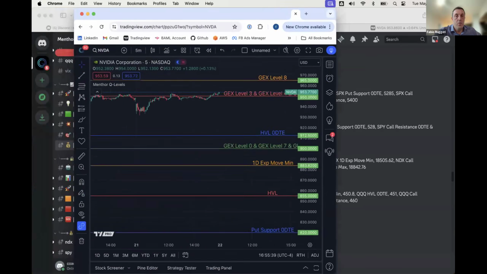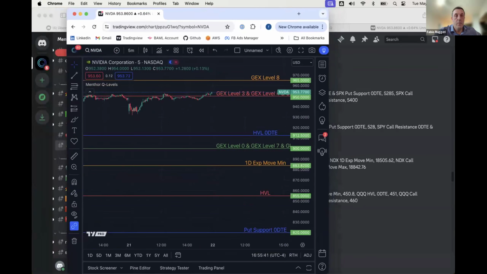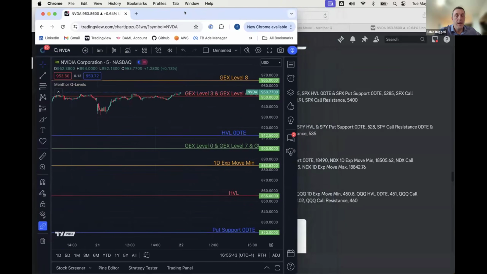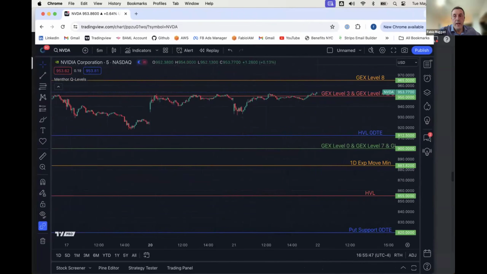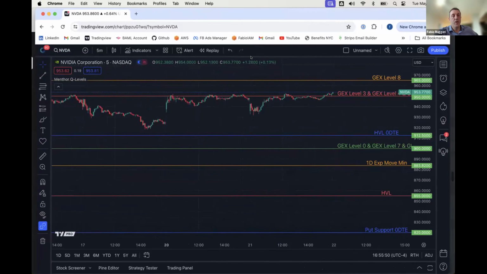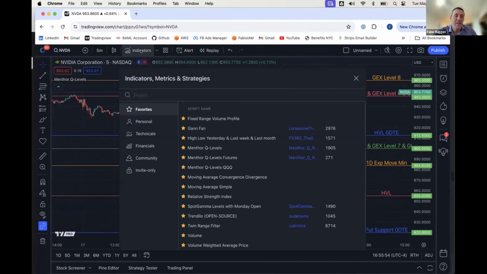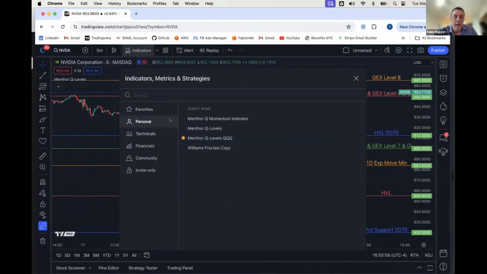Then we have a question on the momentum indicator. That's a good question, actually. Again, we built not only the levels, but also a momentum indicator, which is purely based on technical analysis. You will have access to the link within the premium section. Let me show you what that does very quickly.